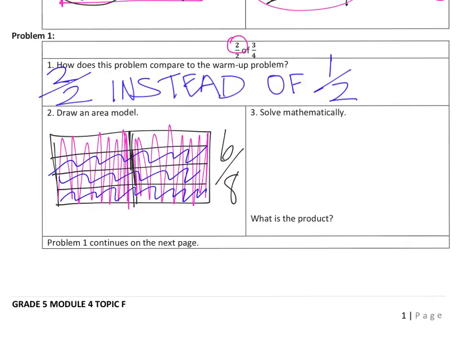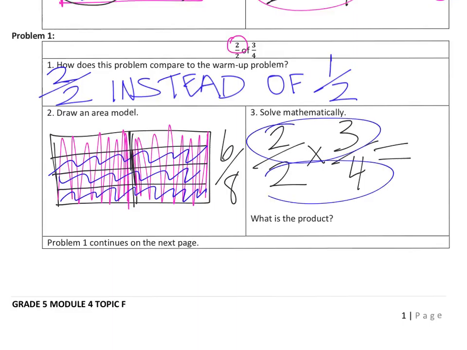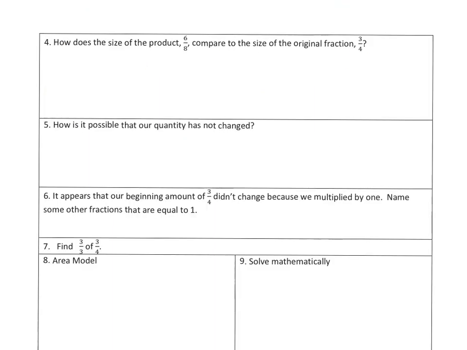Now let's check it out mathematically. 2/2 times 3/4. Let's multiply across. 2 times 3, 6. 2 times 4 is 8. All right, looks like I'm on the right track. But wait, there's more. So how does the size of our product, 6/8, compare to the size of the original fraction that was 3/4?